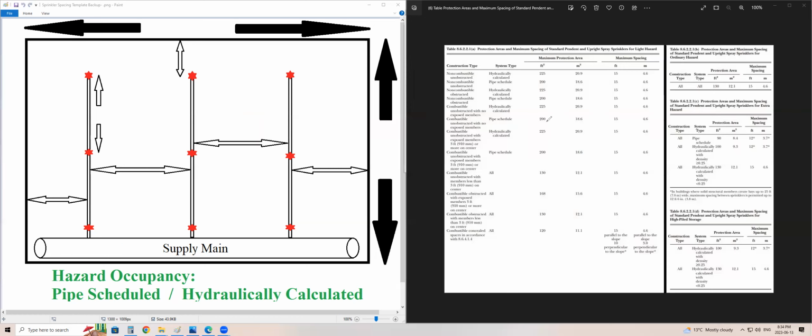You need to have someone do the calcs, do the math for you. They will tell you what is or is not acceptable. All right, so now I've explained system type. Now we are going to get into this.